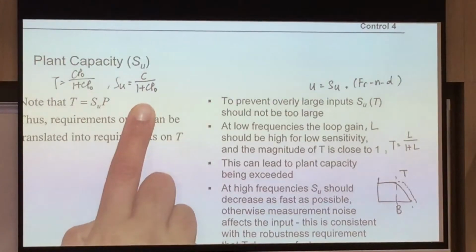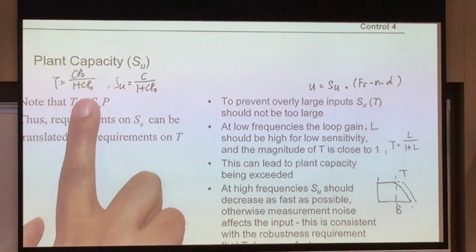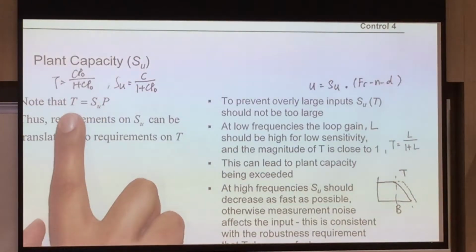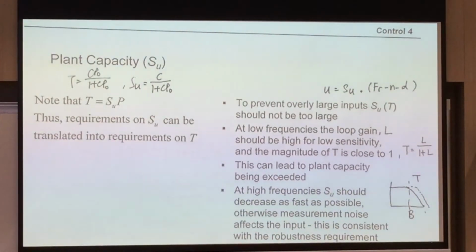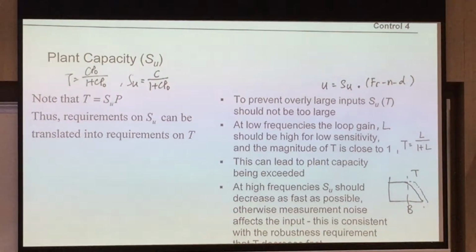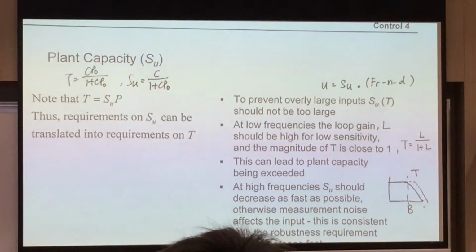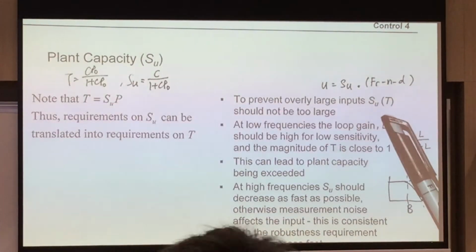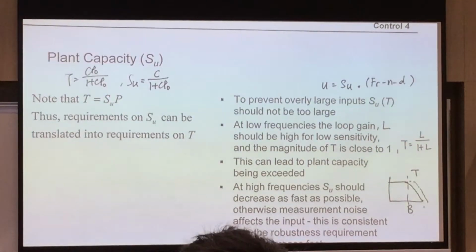C over 1 plus Cp, and recall that your complementary sensitivity function T is Cp over 1 plus Cp. So your complementary sensitivity function T is Su times P. So requirements on Su, the control sensitivity function, can be translated into requirements on T. So what do you want for input control signal U? You want to avoid overly large Su because you have limitations in your control signal.